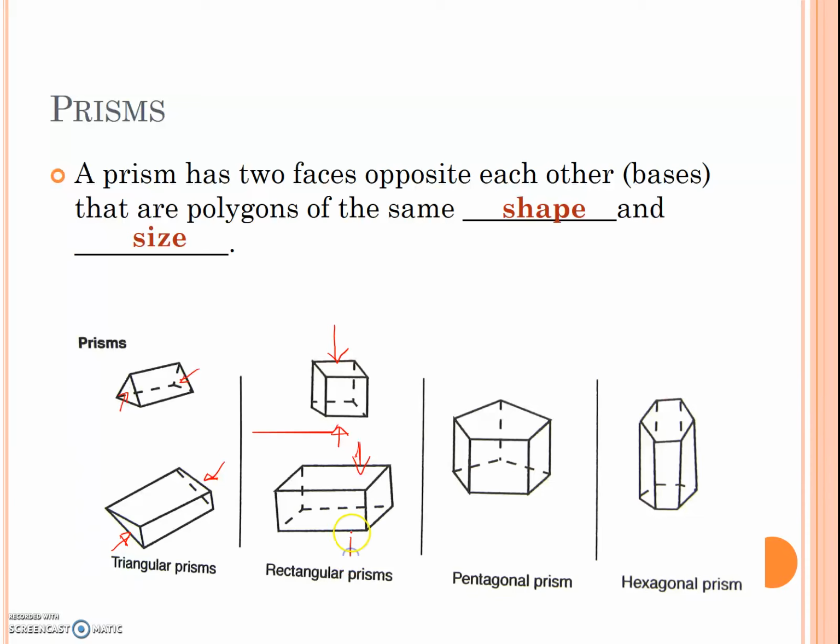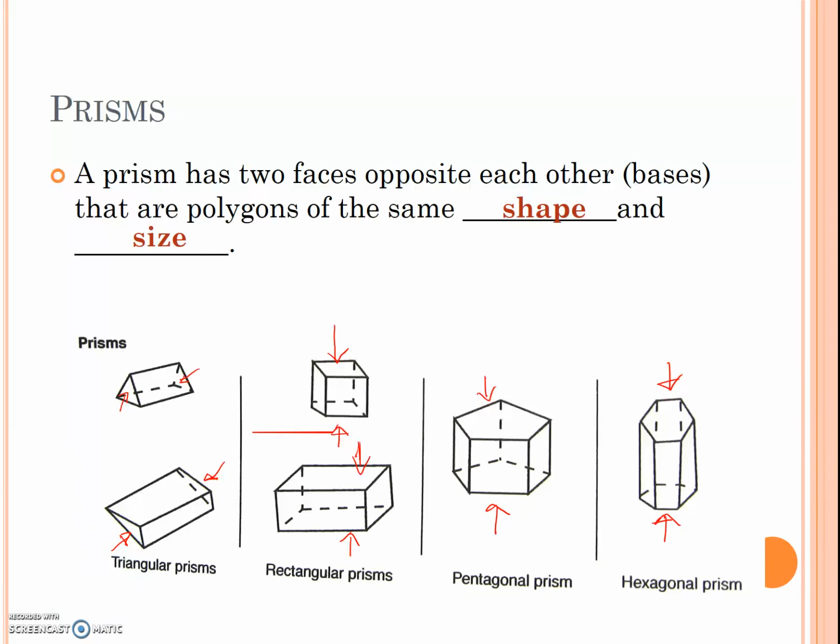One is a cube, one is a cuboid, but we'll get to that in a second. Here is a pentagonal prism, and here is a hexagonal prism. So you can see the difference just by looking at these, but it's super important that you memorize the definitions for both of those terms.